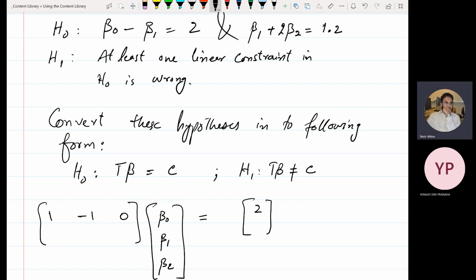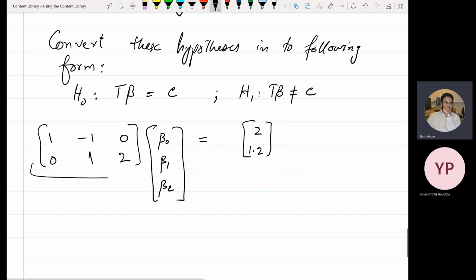For the second condition, 0, because there is no beta naught there. 1, 0, 2 equals 1.2. Now look at these matrices multiplication equals to a vector, and look at those conditions. If I multiply these equals this, do I get exactly that thing?